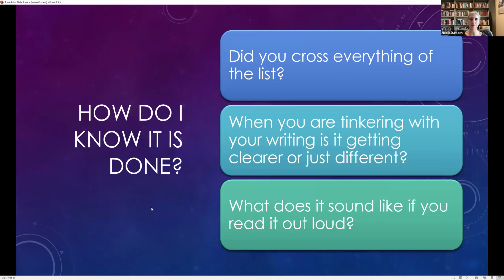And I think at that point you need to read it out loud. And I think that's really important because you will catch your own writing tics and you'll catch the sentences that are way too long that way. So I think, all right, have you done your list? Is the writing at this point just moving stuff around? And what does it actually sound like? Then you're ready to send it back to the journal.